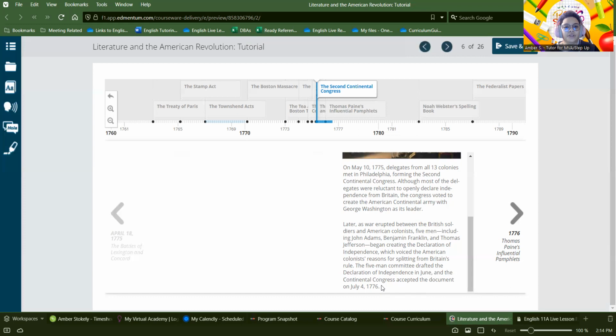And it says here, of course, the Continental Congress accepted the document on July 4th, 1776. So this is when it was voted to be in its final form. Everyone agreed with what was in it. And they were like, yeah, this represents us pretty well. And that's why we celebrate the 4th of July, right?